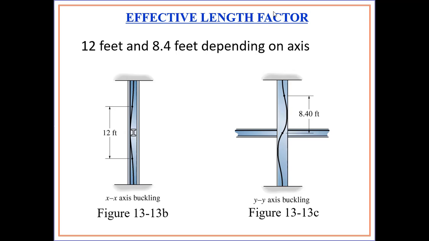Okay, sorry. So where were we? So the whole column is supported in one direction only. It means that in the other direction, the whole length can start to buckle. In the direction where it is being supported, the buckling length is 8.4 feet, and in the other direction, the buckling length is 12 feet.